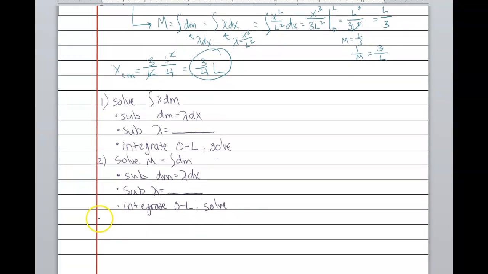The last thing we did was smush them together. I will add, once we solve for m, then you're going to take the inverse to get 1 over m. That's where we want to end up. So now we plug in those answers that we got in steps 1 and 2, and find the position of the center of mass.